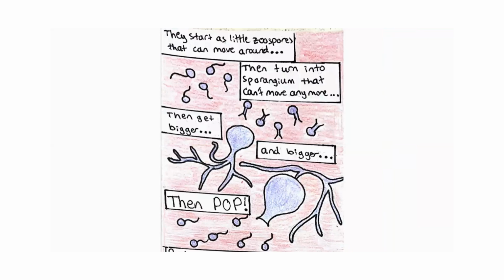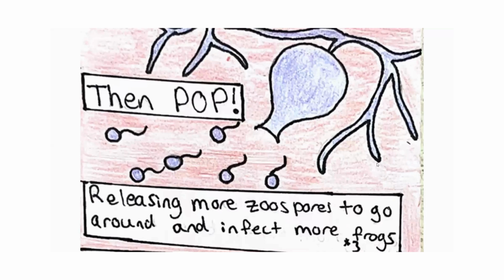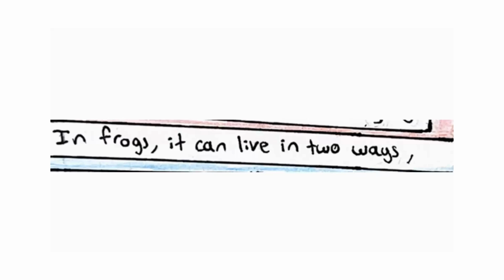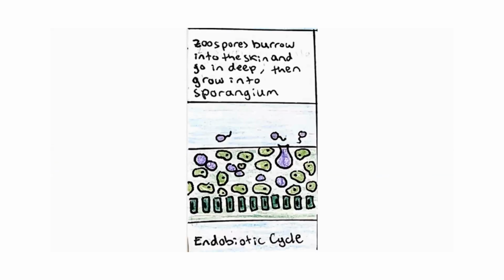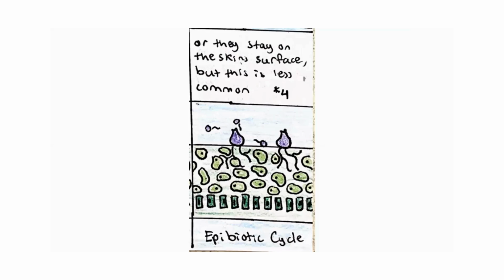These little microorganisms start as little zoospores that can move around. They then turn into sporangium that can't move anymore. Then they get bigger and bigger, and then they pop, releasing even more zoospores to go around and infect even more frogs. In frogs, it can live in two ways. Zoospores can burrow deep into the skin and then grow into sporangium in the endobiotic cycle. These then pop and spread the zoospores even further. Or it can follow the epibiotic cycle, where they stay on the skin surface. However, this is less common.